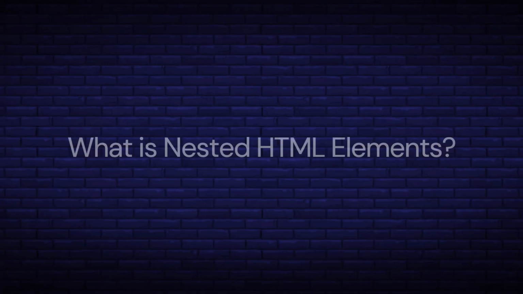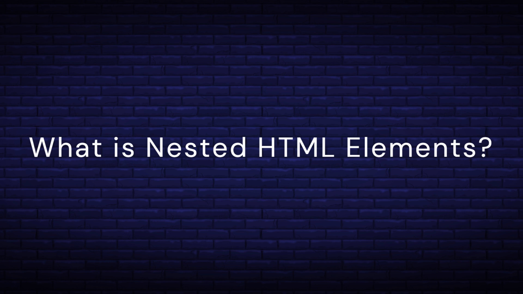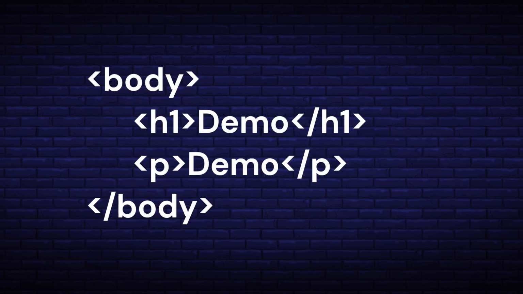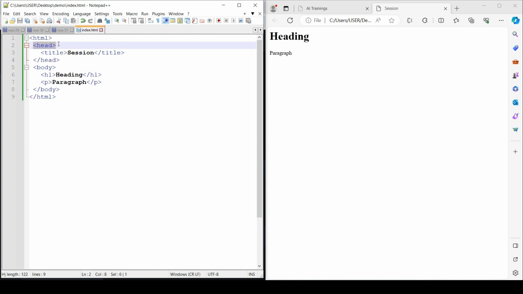Now, what are nested HTML elements? Nested HTML elements are nothing but an element inside an element. The best example is the head and body tags. See here, this is a head tag, open tag, and this is the close tag. Between the open and close tag, we have another HTML element, so this is a nested HTML element. Like that, we have a body tag, start tag and end tag. In between, we have some content with some other elements used in the body tag. So this is a nested HTML element.